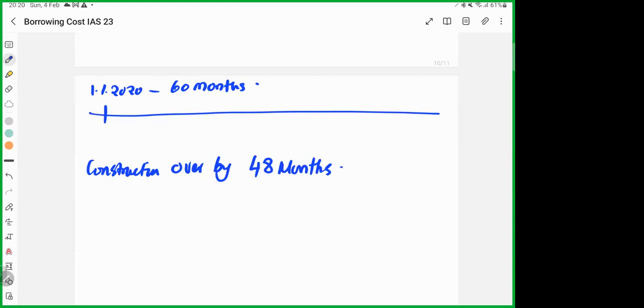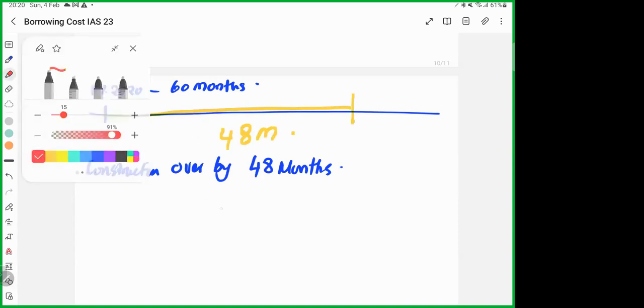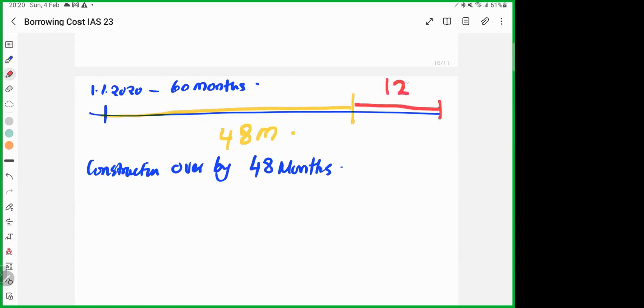Construction is over by 48 months. Yeah, brother, you see, this is 48 months. And here I have another 12 months. Now I borrowed the loan on this date. And that means my clock will start ticking from this date. So I will have interest or borrowing cost from 1 January 2020. Correct? Yes.